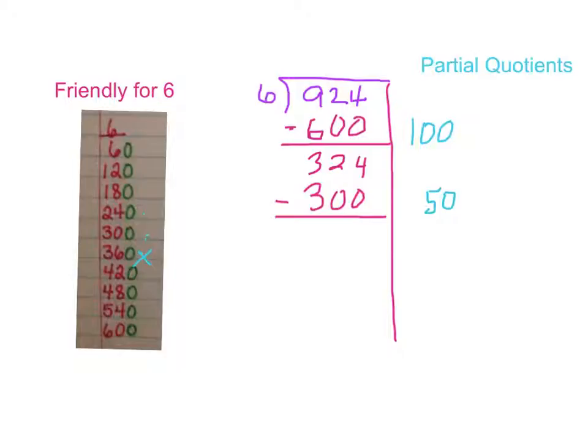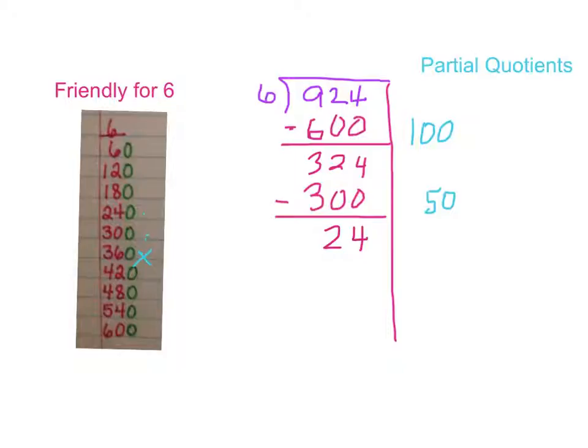It is so super important that you remember to record these partial quotients in order to get the correct answer. So anytime you have a minus sign here, you should have a partial quotient out to the side. Now I'm ready to subtract. 3 minus 3 is 0, so I'm left with 24. My new divisor now is 24.